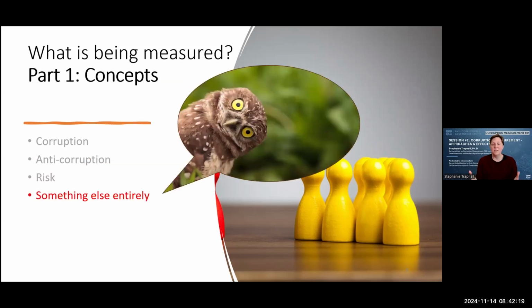And then there could be something else entirely. The great thing about this field is that people are constantly coming up with new ideas and innovating. And in 1 year, in 5 years, there could be something else entirely that would be put up on this slide that is being measured in the field of corruption measurement, which is a really good reason for understanding the basics of how to understand measurement.